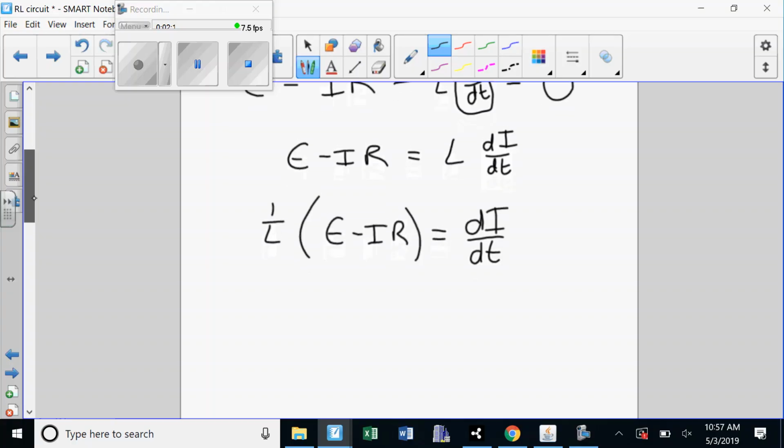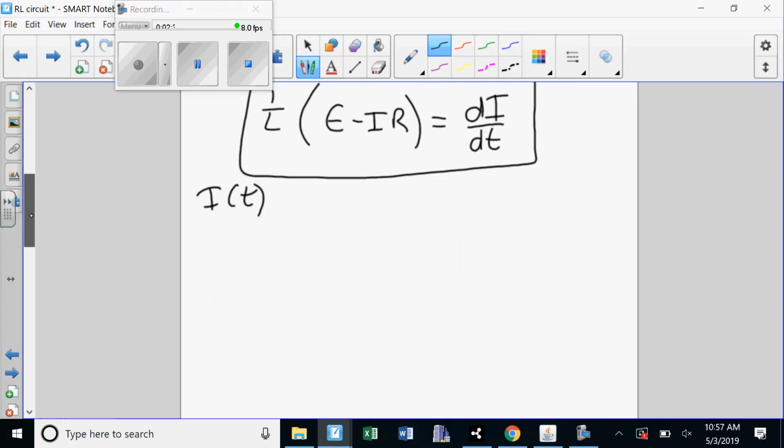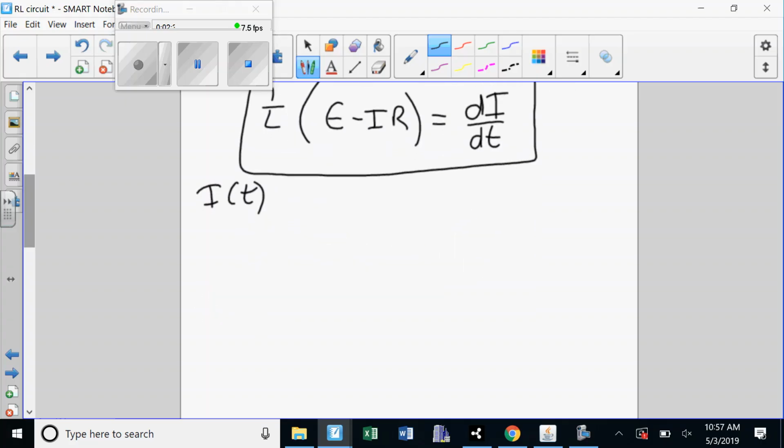Okay, great. So if the question on the AP exam says, write but do not solve a first order differential equation, I'm done right here. This is a first order differential equation. And then the next step might be to solve to get I as a function of t. Okay? So I'm going to manipulate this a little bit so that I can get something that looks like the integral on my equation sheet, which is the integral of 1 over x plus a is equal to the natural log of x plus a.